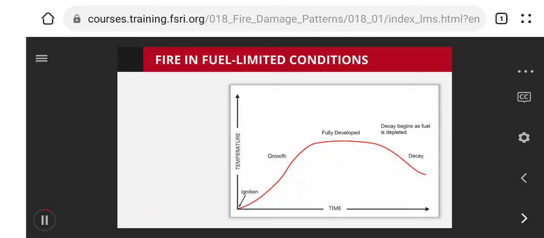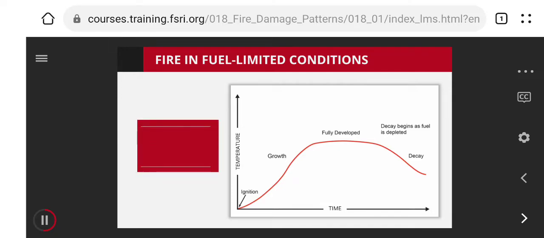Traditionally, fire behavior is explained using this fire development curve. This ideal curve is best suited for describing a fuel-limited fire. In other words, a fire that has all the oxygen it needs to sustain the heat-generating chemical reaction with the fuel. Thus, the fire's growth is constrained only by the available fuel load. There's enough oxygen available for all fuels to burn at their maximum rate. In fuel-limited conditions, a fire typically has a growth stage, a fully developed stage, and a decay stage.